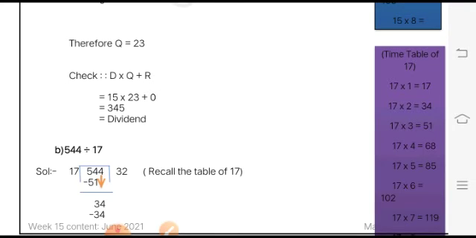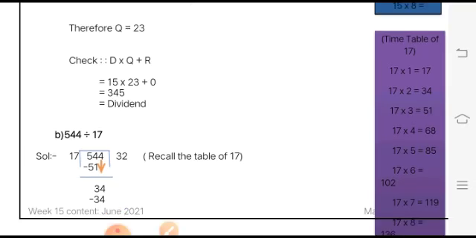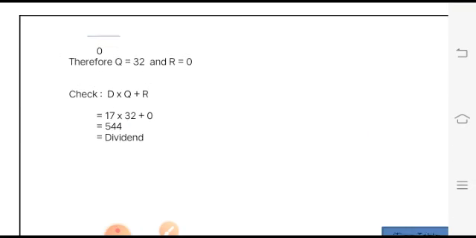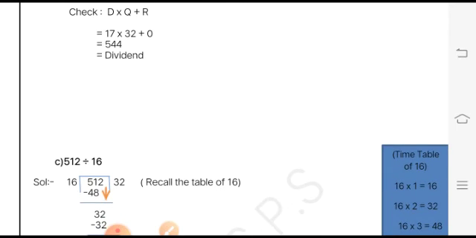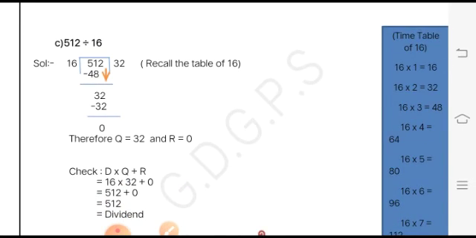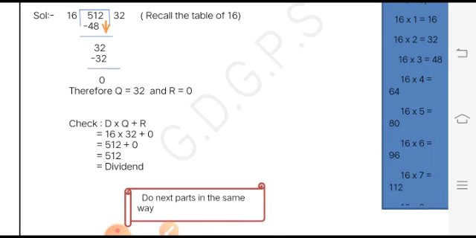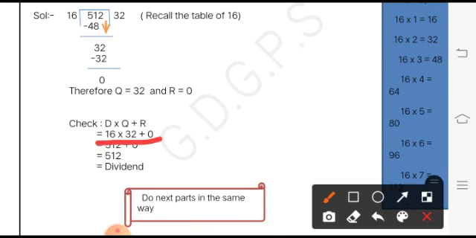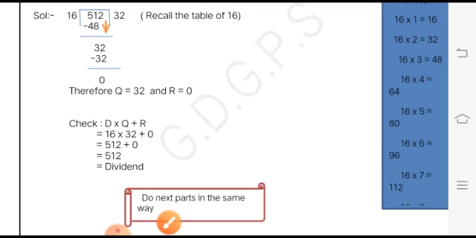When 544 is divided by 17, 32 is the quotient and 0 is the remainder, and check is done. Check or verification, you can say, is done for each part. Similarly, you have to do it for other parts as well. 512 is divided by 16. Here you can see 32 is the quotient and 0 is the remainder. And when the values are substituted in the formula, we get 512 back as the product of divisor and quotient. This way other parts are to be done.